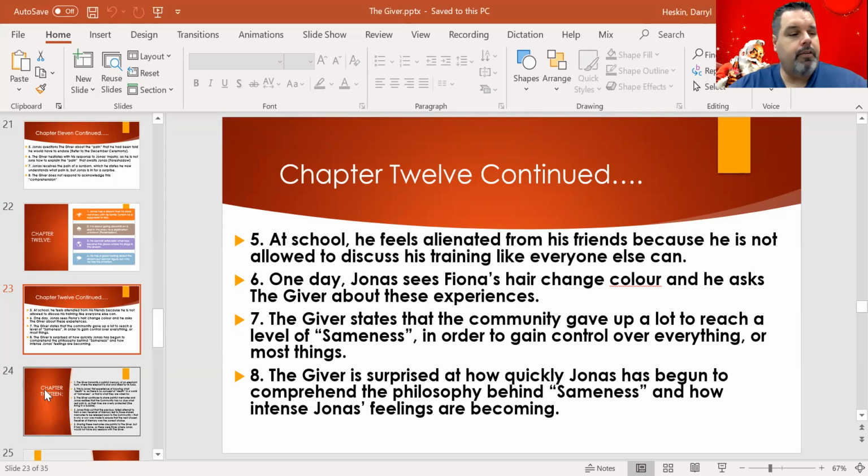Okay, and we do find out a little more again about what was given up in order to have a community of sameness. And the quote for question 18: what does the giver mean when he says we gain control of many things, but we had to let go of others? And how does Jonas respond? So it's like, if you want something better, you're going to have to give up something. And we do see that in our world today. But then when you give that up, it's hard to get it back.